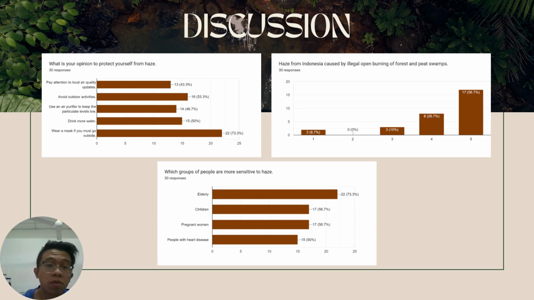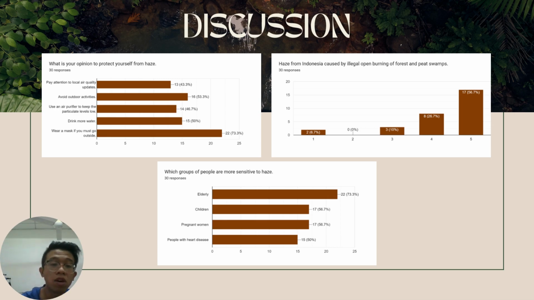First, we asked them how they protect themselves from haze. Here we can see that the highest opinion obtained, from 22 respondents, is to wear a mask if they need to go outside. The least, 13 respondents, is to pay attention to local air quality updates daily.